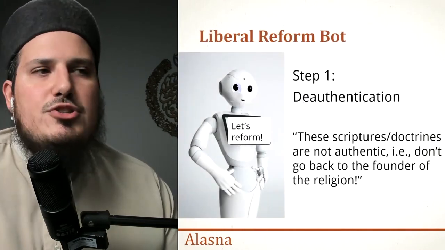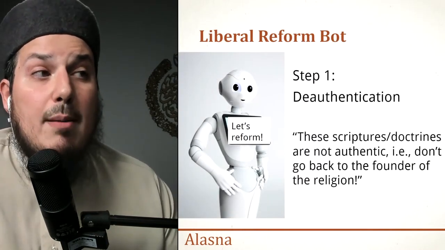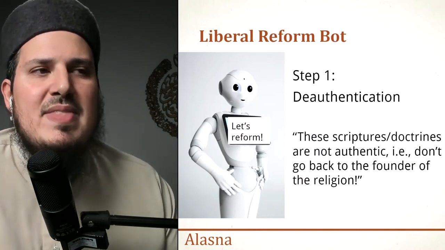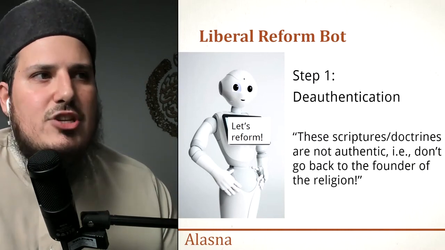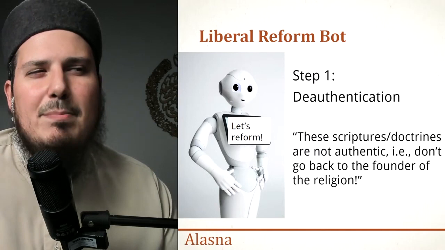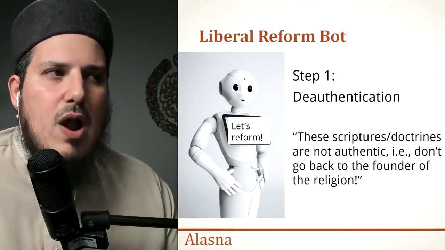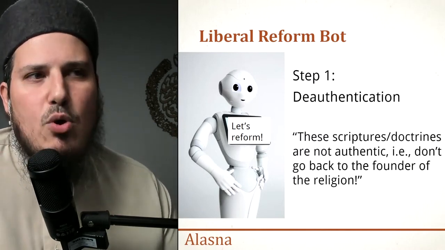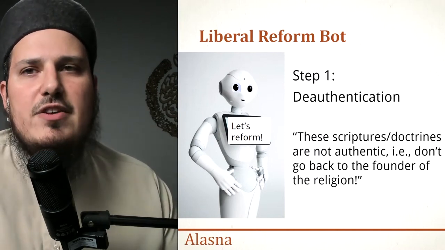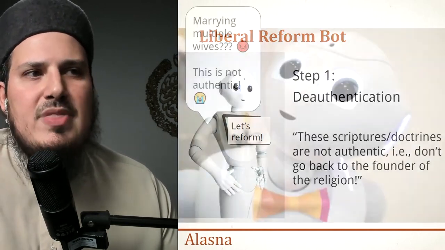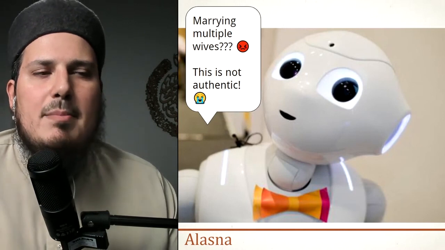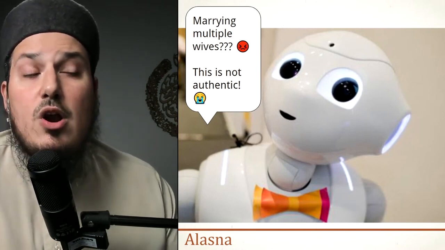Liberal reform can be understood like a very simple computer program or a bot. Take any doctrine like polygyny, multiple wives. Step one is de-authentication. The liberal bot will try to de-authenticate polygyny by saying that polygyny is not actually found in the Quran, that all the hadith that support polygyny are fabricated, that polygyny was developed 100 years after the Prophet, etc., etc. HCM is obviously useful for this de-authentication step, but sometimes de-authentication doesn't work.